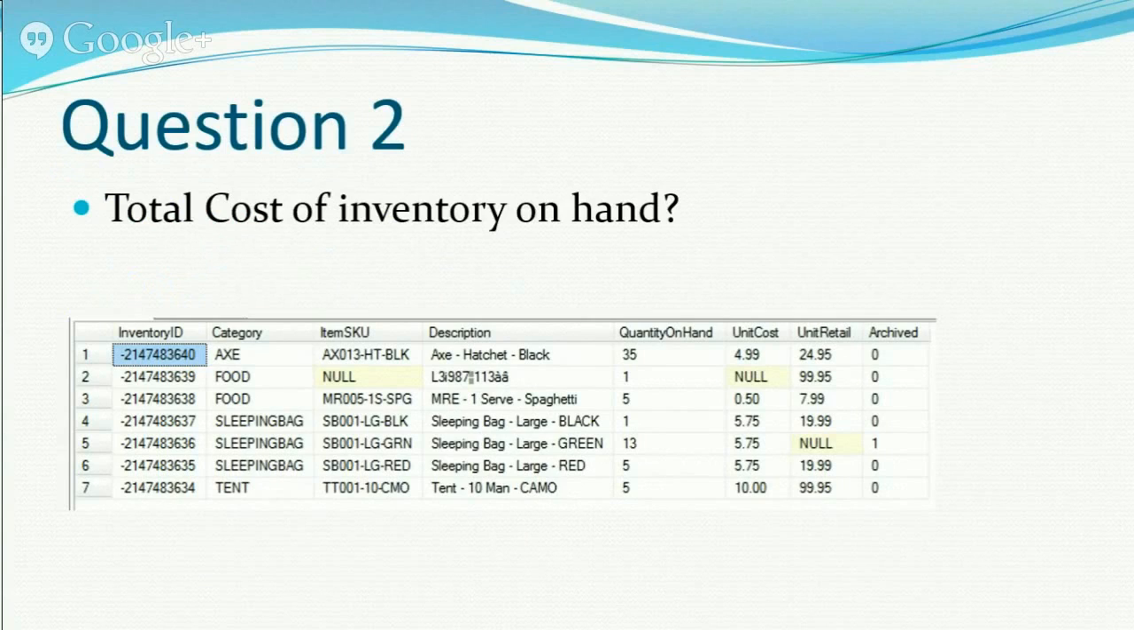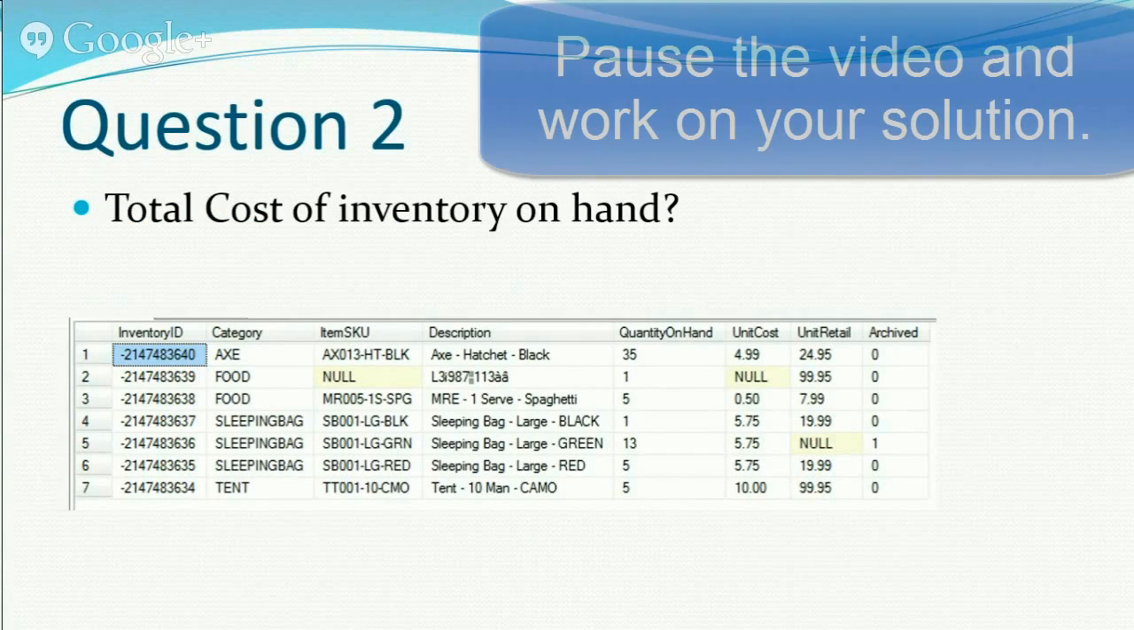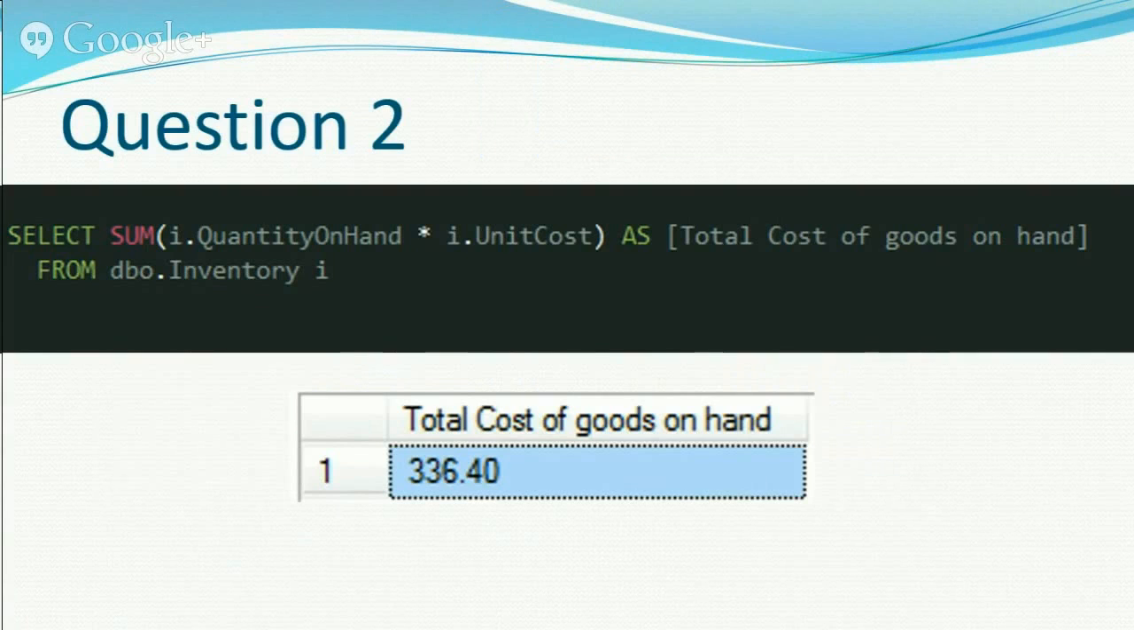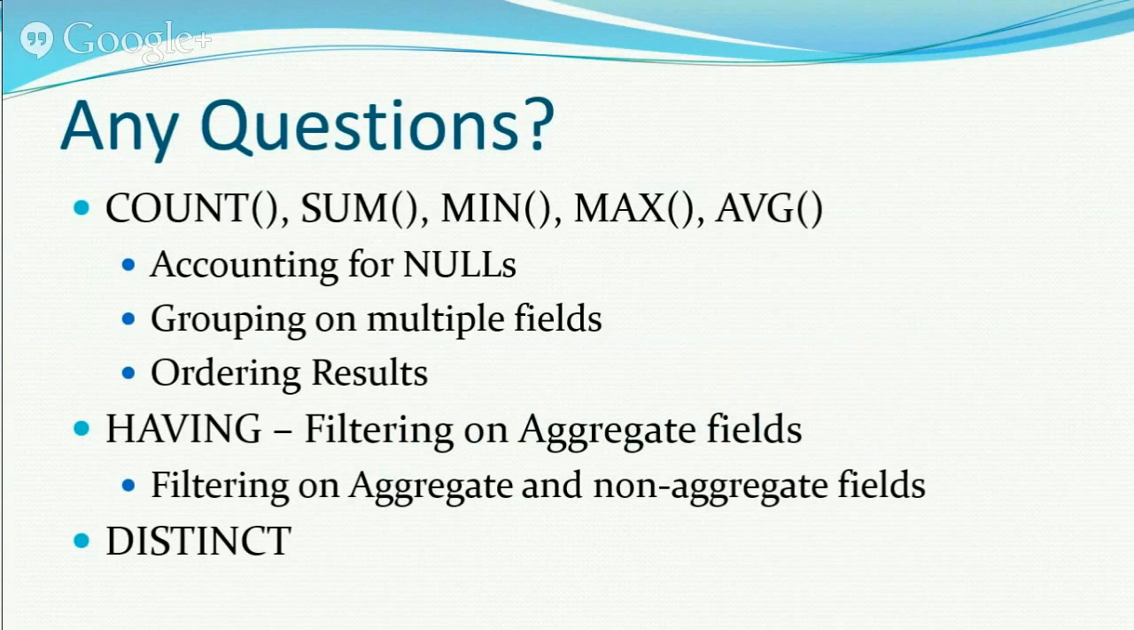All right, so this is from using the data set and the samples we were going through. What would be a query that would give me the total cost of inventory on hand, using the unit cost column? There you go. Select sum of quantity on hand times unit cost as total cost of goods on hand. So yeah, we covered the basic aggregation functions.